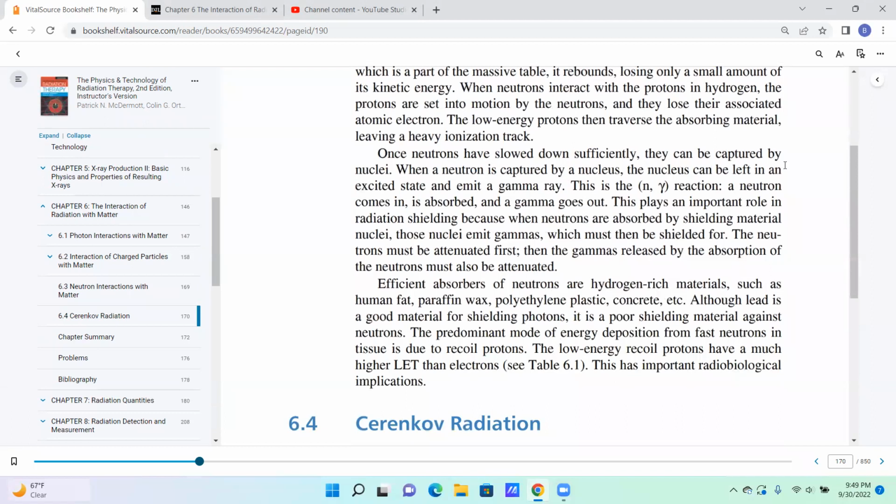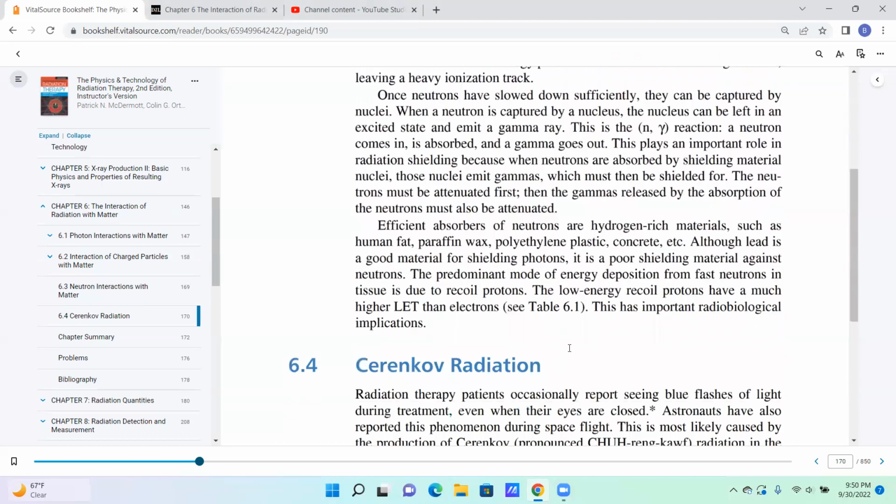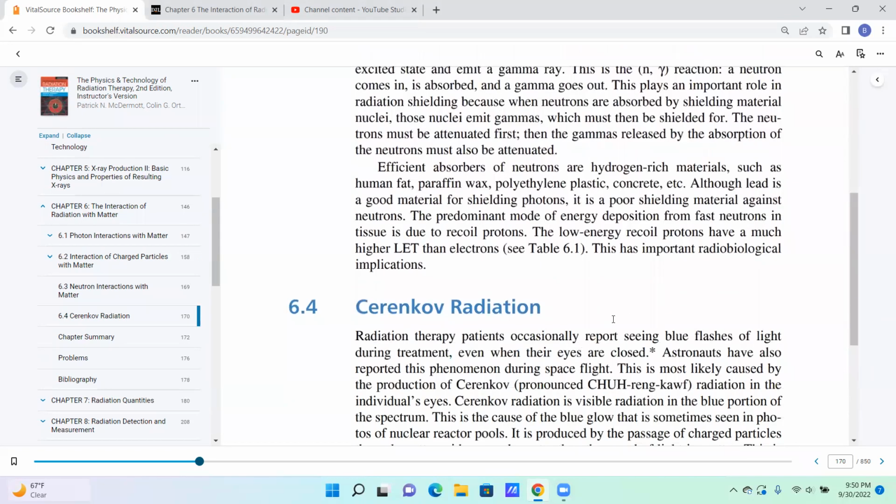Once they've slowed down sufficiently, they can be captured by the nuclei. When it's captured, the nucleus can be left in an excited state and emit a gamma ray. The neutron comes in, is absorbed, and a gamma ray goes out. This is important in radiation shielding because when neutrons are absorbed by shielding material nuclei, they emit gammas, which must be shielded for. The neutrons must be attenuated first, then the gammas released by the absorption of the neutrons must also be attenuated. So that's why those shields are pretty thick.